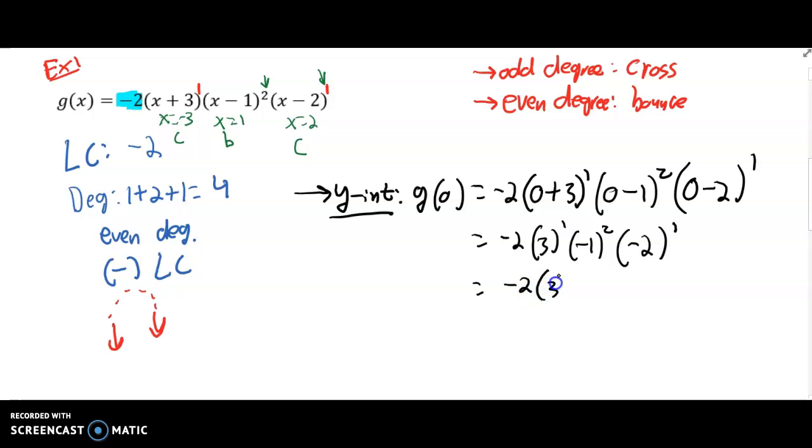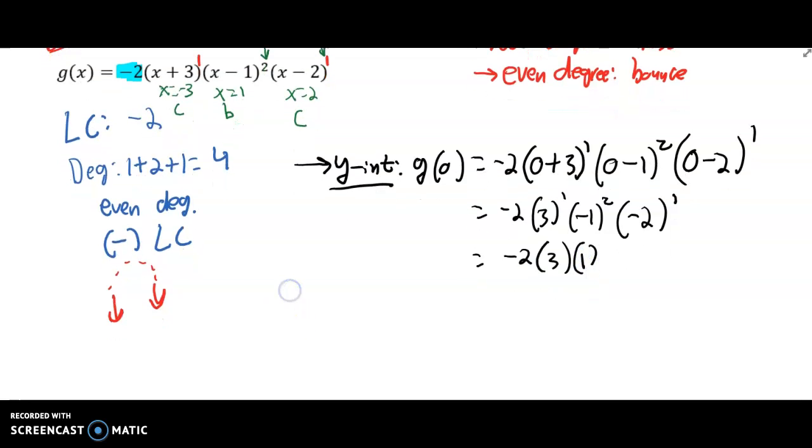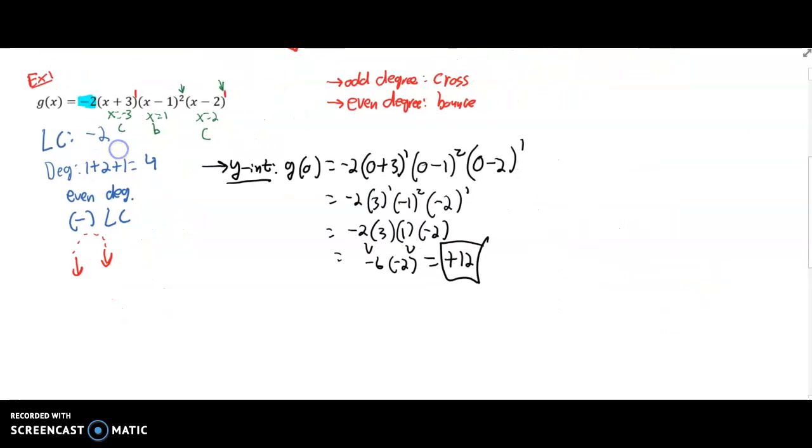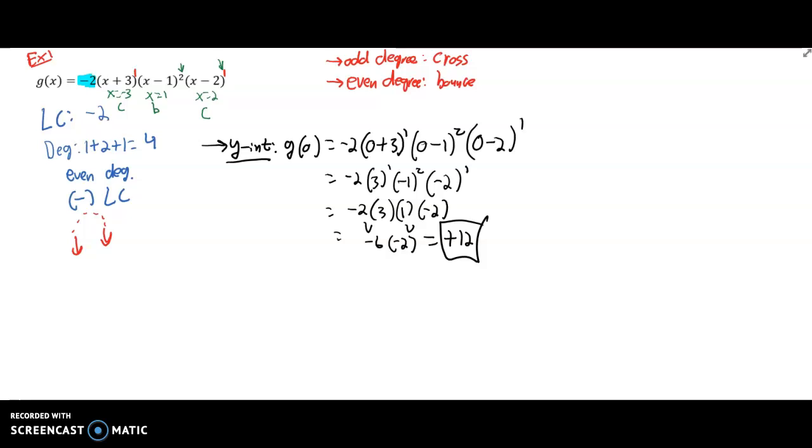3 to the first is 3. Negative 1 squared is positive 1. And negative 2 to the first is negative 2. Negative 2 times 3 is negative 6. Negative 6 times 1 is negative 6. Negative 6 times negative 2 is positive 12. So our y-intercept is at positive 12. Okay, we have all the information we need to graph now.